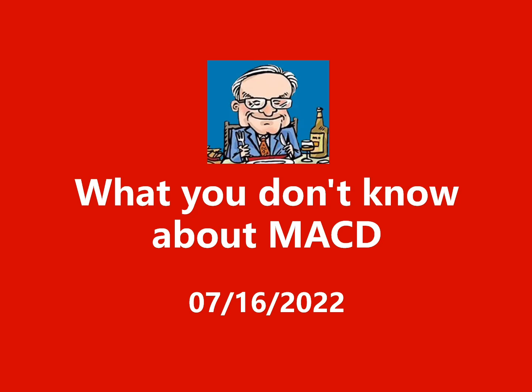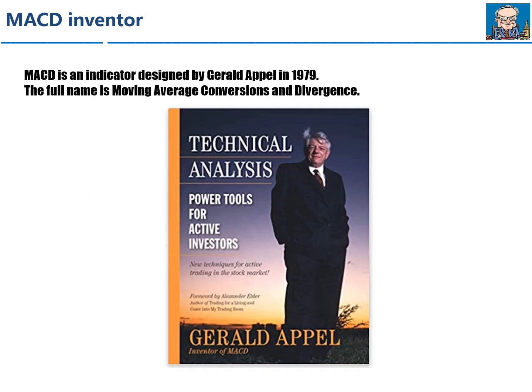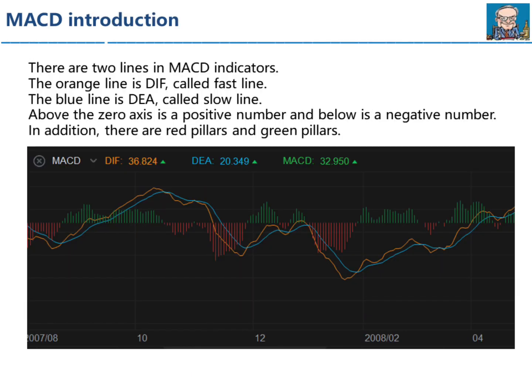MACD indicators are indicators built into stock software. Most built-in free indicators are not good, but MACD is one of the few classic indicators. MACD is an indicator designed by Gerald Appel in 1979. The full name is Moving Average Convergence and Divergence.